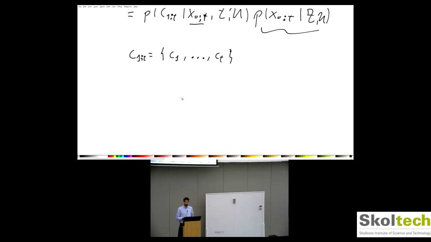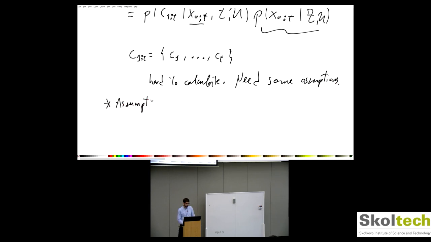Okay. So, well, let me just write this. So hard to calculate, right? We need some assumptions. And the first one is very reasonable. I would say that the first one is always going to be this.